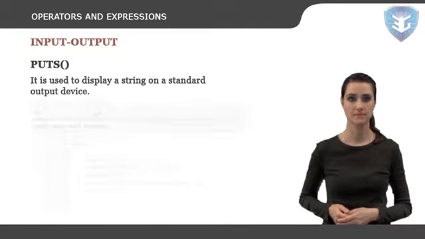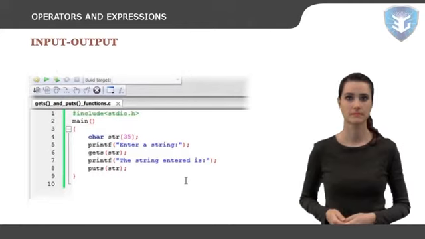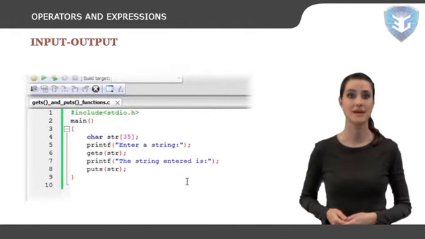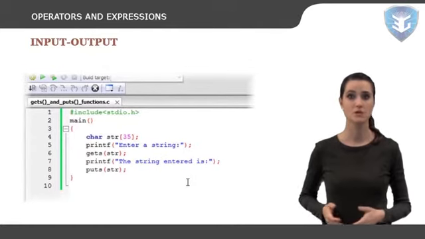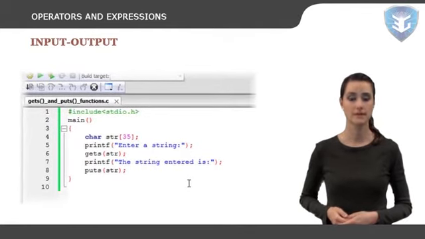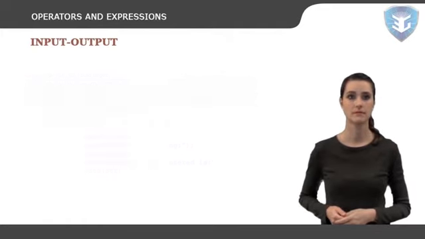puts function. It is used to display a string on a standard output device. The puts function automatically inserts a newline character at the end of each string it displays, so each subsequent string displayed with puts is on its own line. puts returns non-negative on success.